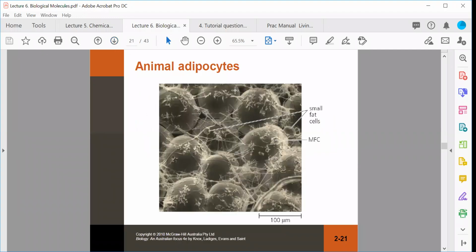And here are some fat cells found in animals. They are called adipocytes. You can see some very small fat cells here, or one there, and very large fat cells that are really, really swollen as they contain so much fat.